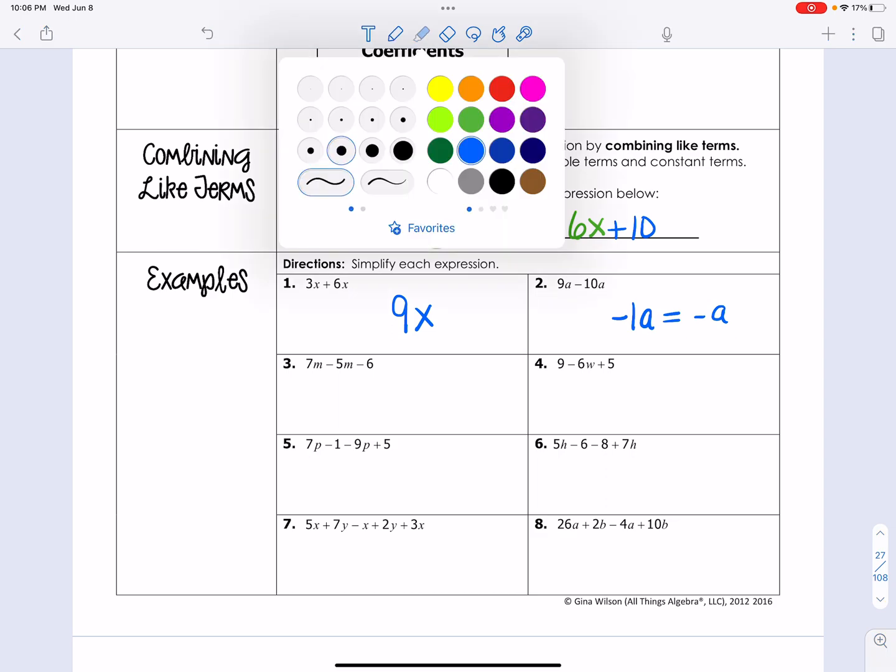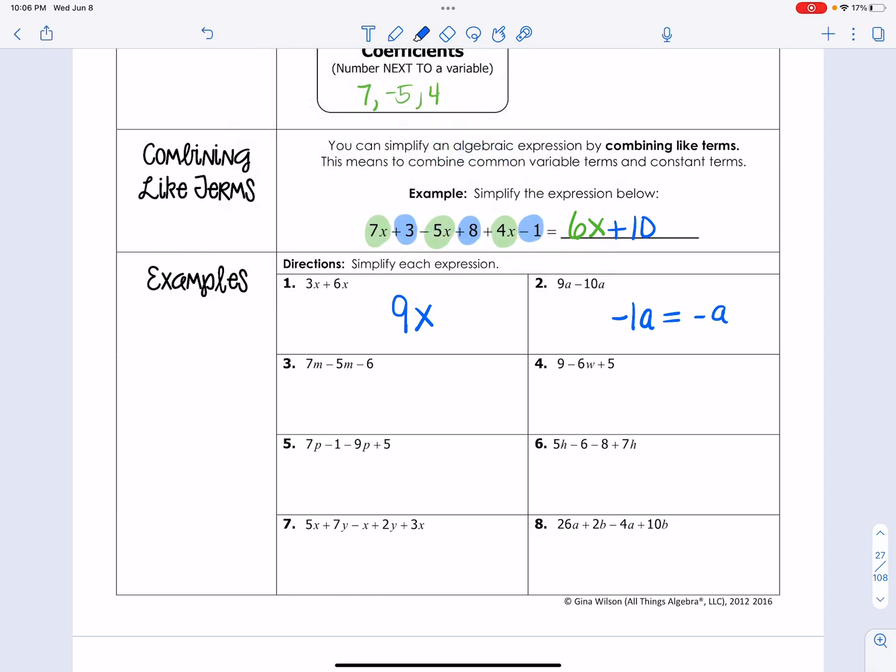Okay, now on the next one, this one's a little tricky. I'm going to go back to green. You have the variables, but then you have the constants. Those are not like terms. They do not go together. So at the green, if you combine those, 7 minus 5 is 2m. And then there's nothing to put together with the blue, so you're just going to say minus 6. Okay?